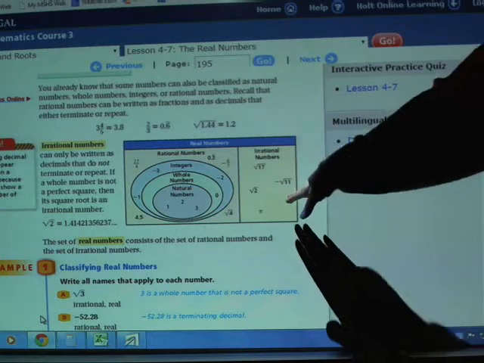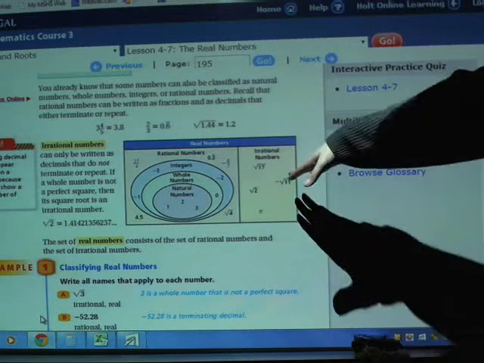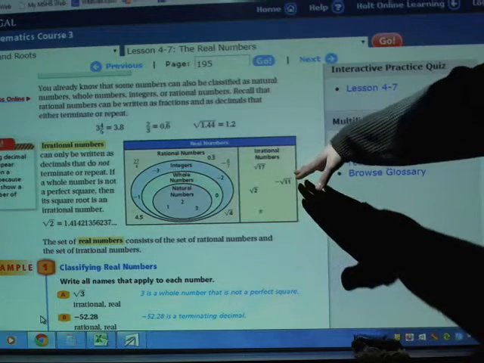Pi is another example of an irrational number. I know sometimes we approximate that as 22/7, but that's all it is. It's an approximation. In reality, it can't be written as a fraction because it goes on and on forever, again, without a pattern. The without a pattern part is of the utmost importance. It can go on and on, but if it has a pattern, it's rational. If it does not have a pattern, it's an irrational number.